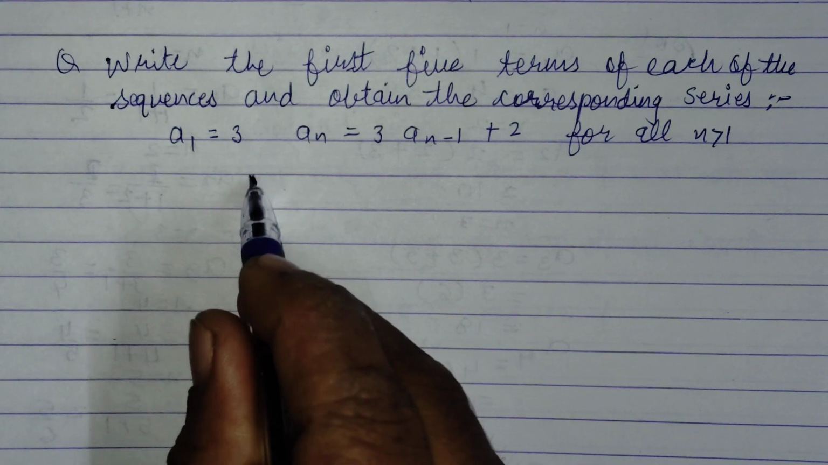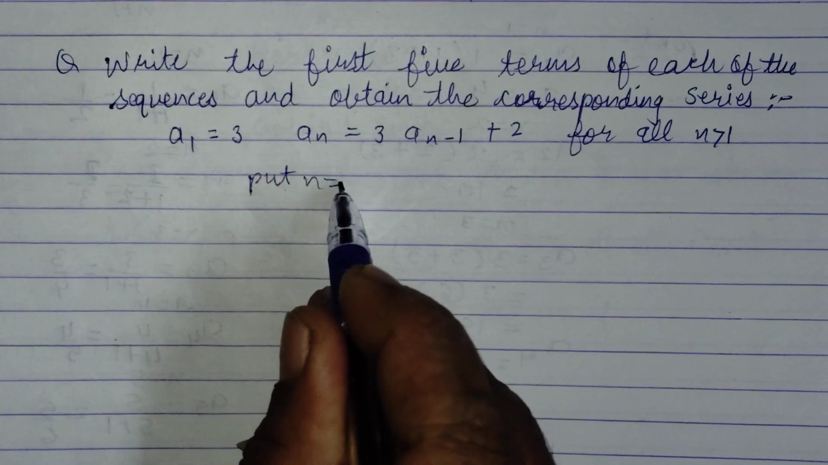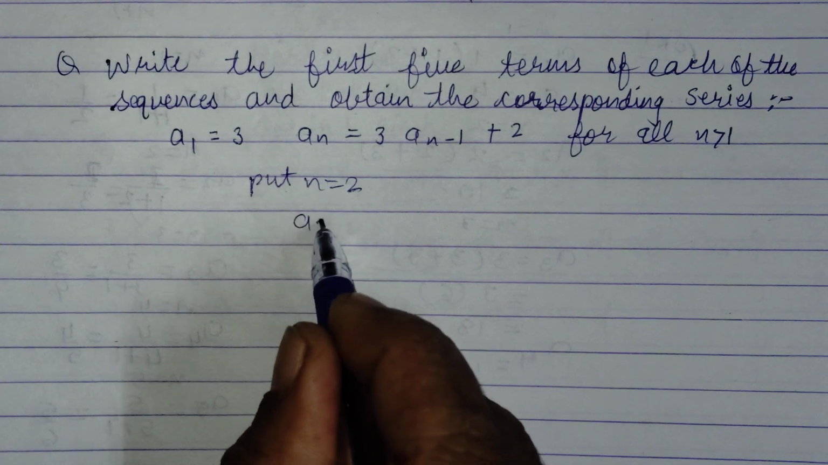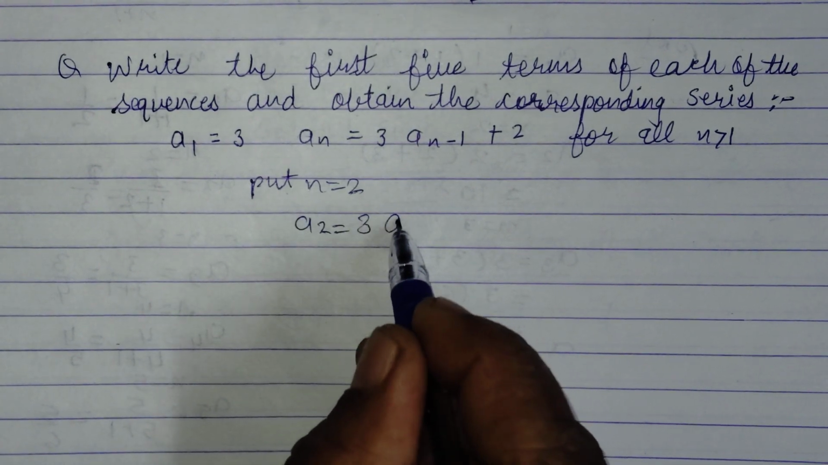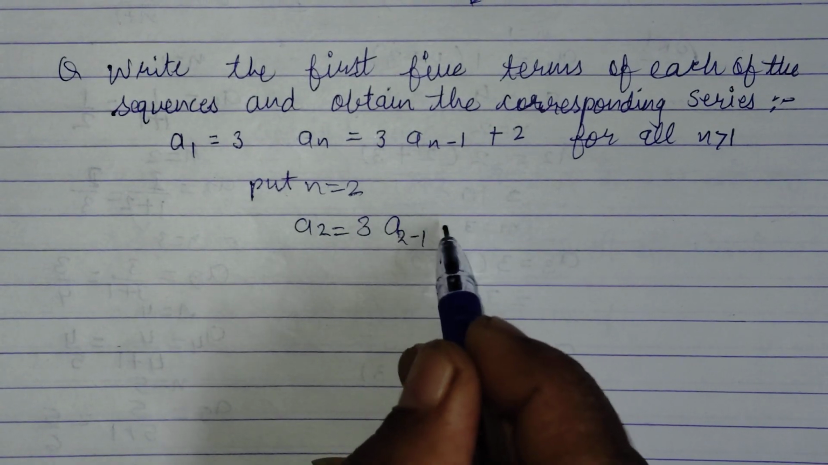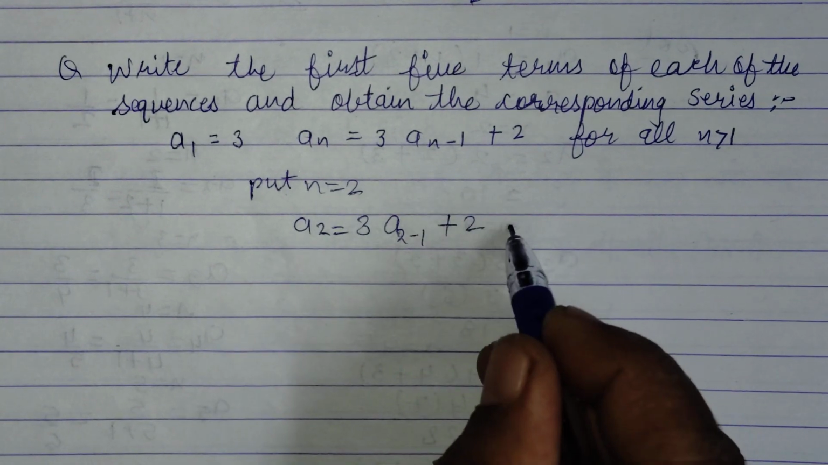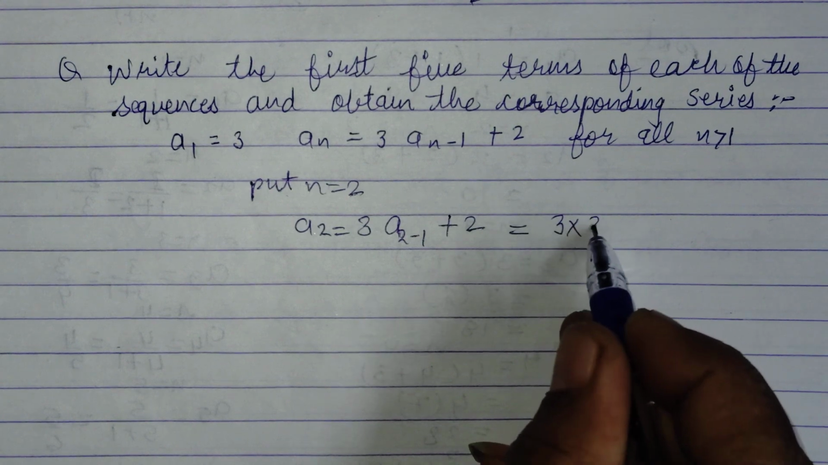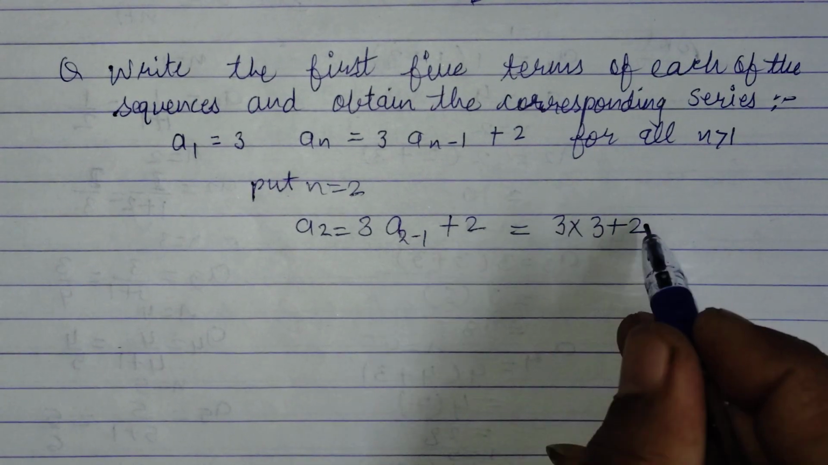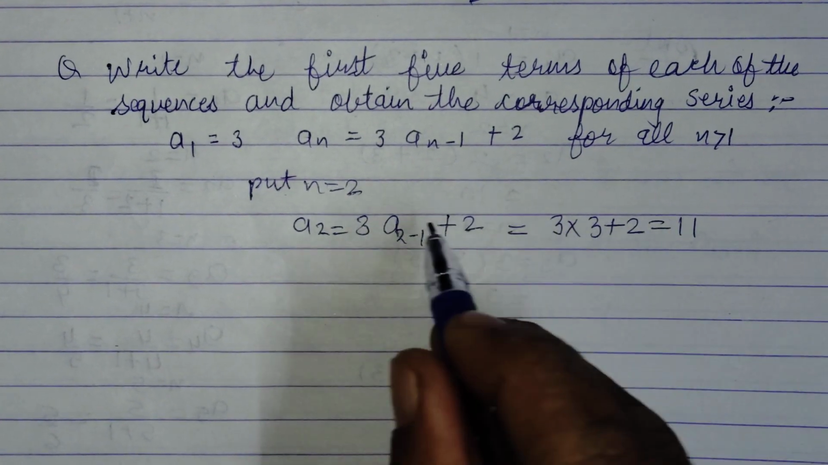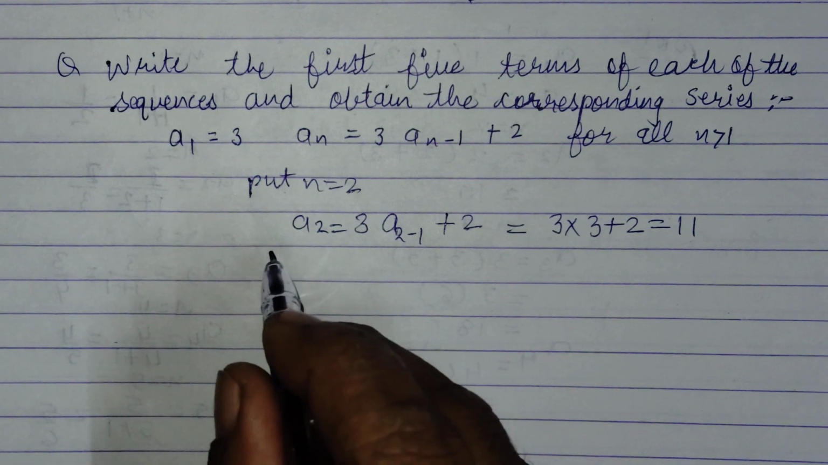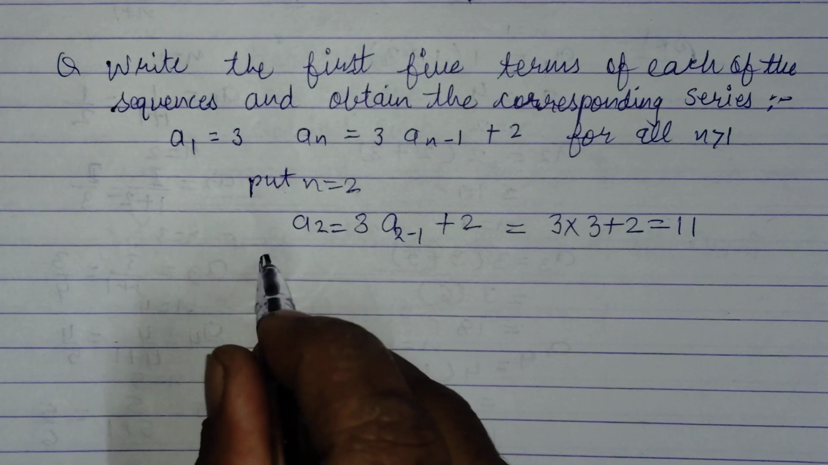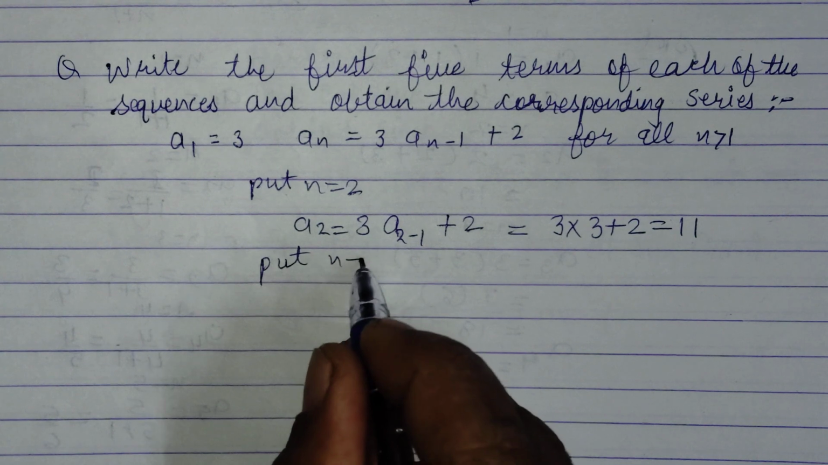So we put n equal to 2. We get a2 equal to 3 a_(2 minus 1), that means 3 a1 plus 2. The a1 value is 3, so we replace it here: 3 into 3 plus 2. 3 into 3 is 9. 9 plus 2 is 11. So a2 is 11. After getting a2, we put n equal to 3.